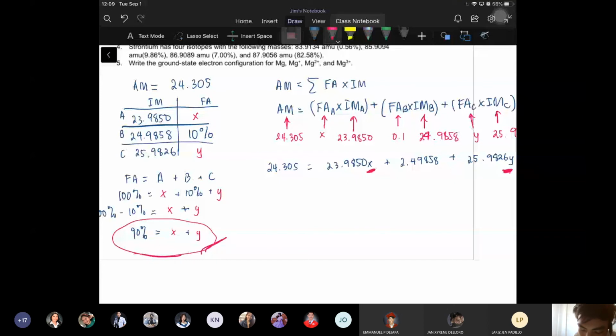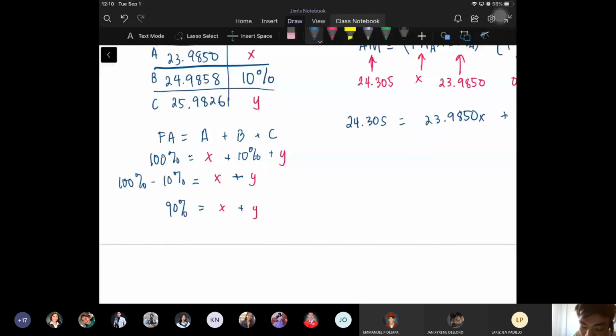So, let's say I want to substitute Y in terms of the values for X. Meaning, I will just transpose X to the other side. As I transpose it, I will have 90% minus X equals Y. Then, I can substitute it for the value of Y.